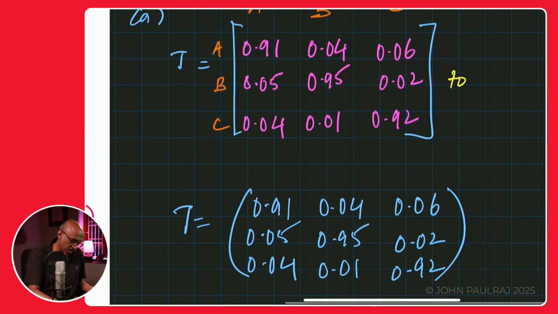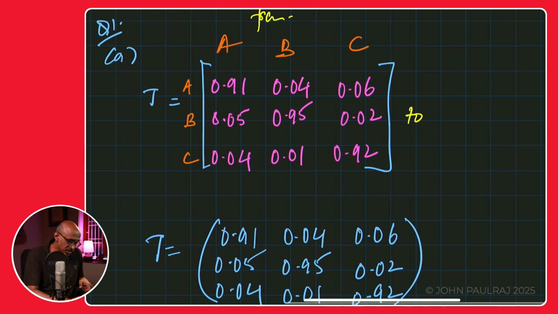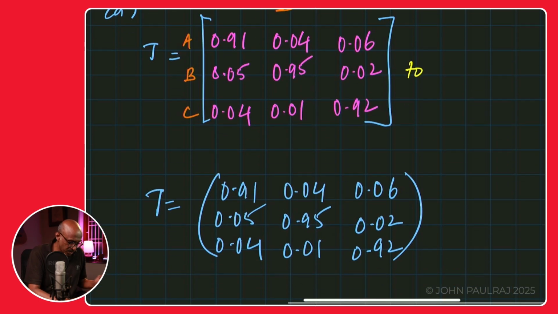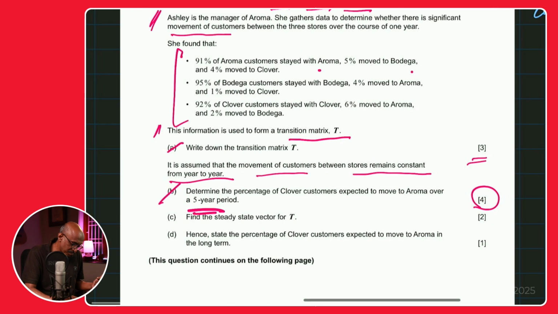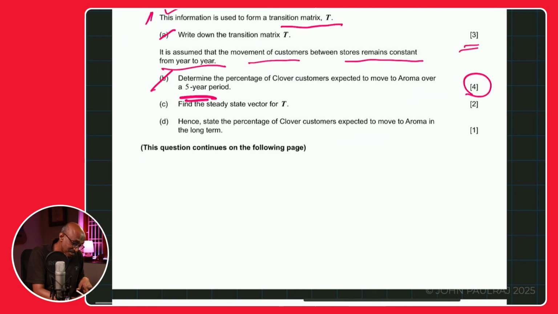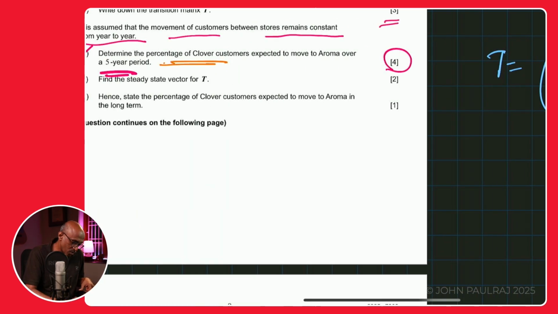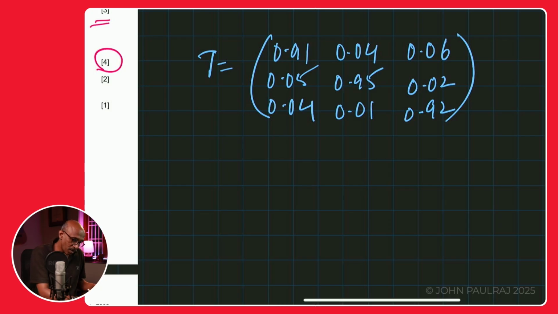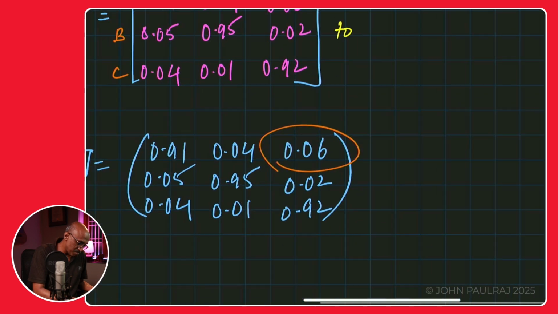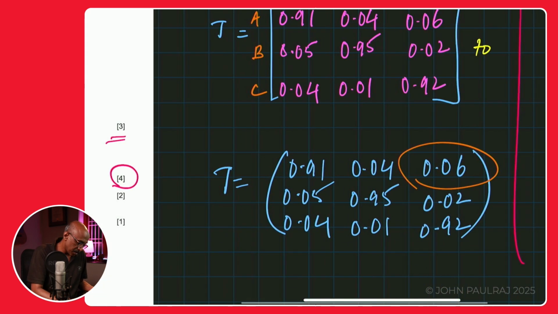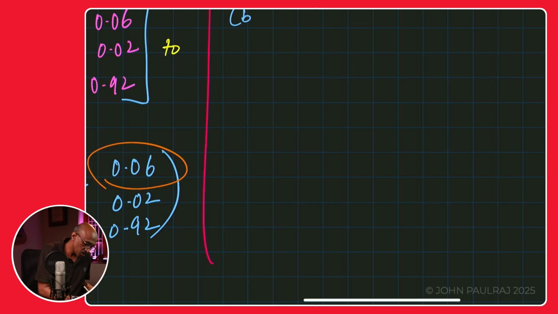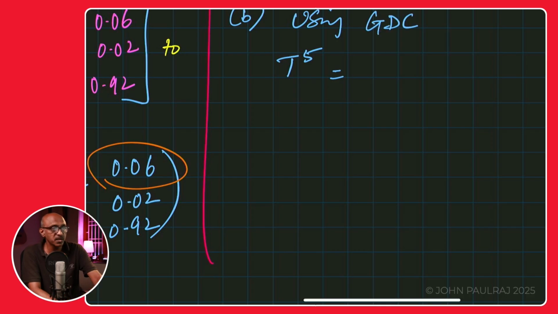That's all that needs to be reported for part A. Is that clear? That was just me explaining how to write a transition matrix. 3 points in a pocket. Now 4 points for finding the 5th power and correctly writing it as a percentage. Determine the percentage of Clover customers expected to move to Aroma. Clover customers, from to, so we are obviously going to look at this entry once we raise it to the 5th power. I'm going to do part B here adjacent. So here we go, part B. Clearly we want T to the power of 5, using GDC. Let me just quickly switch to the calculator now.